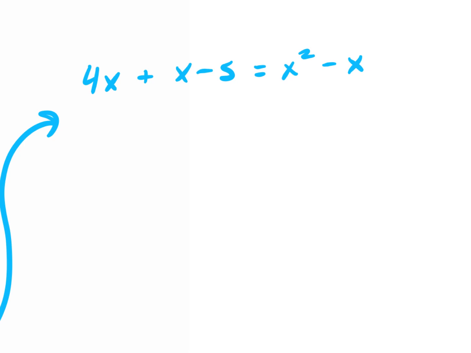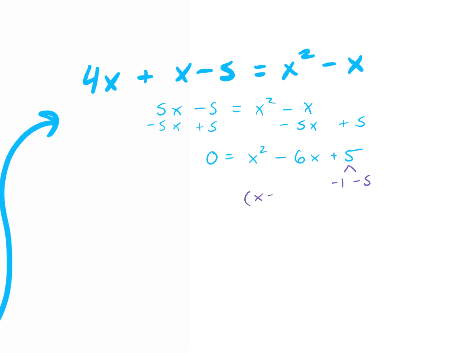Move everything to one side. So I'm going to combine like terms and move it to one side. So I have 5x minus 5 is equal to x squared minus x. Subtract 5x to move it to the other side and add 5. So 0 is equal to x squared minus 6x plus 5. What would I do next? Factor. Do we have two factors of 5 that add to negative 6? Negative 1 and negative 5. So this factors into x minus 5 and x minus 1.